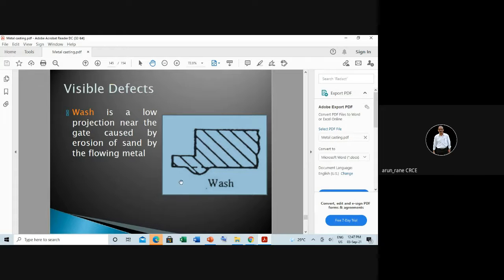So wash is a low projection near the gate, which is caused by erosion of the sand. So this is the low projection near the gate, which is caused by the erosion of the sand, and the sand gets washed away because of the flowing metal.